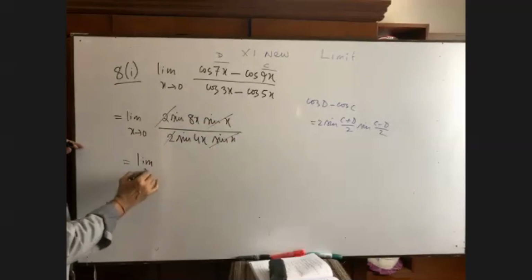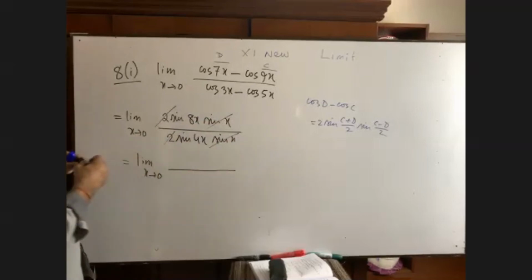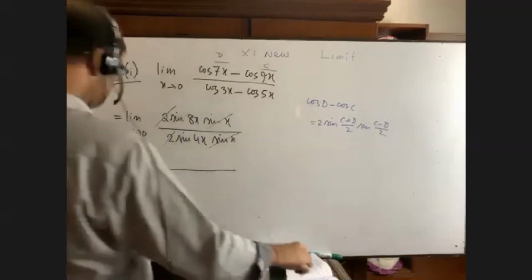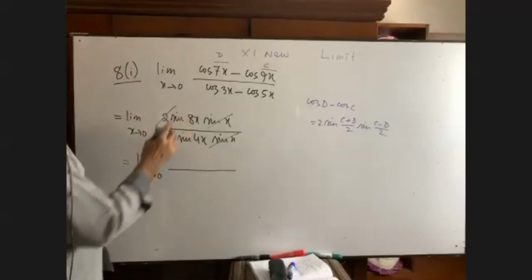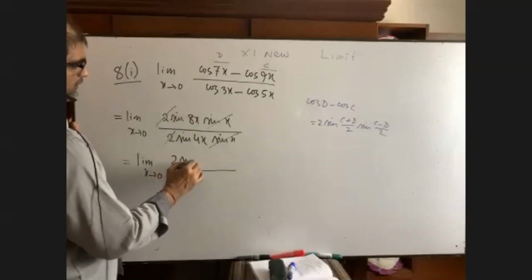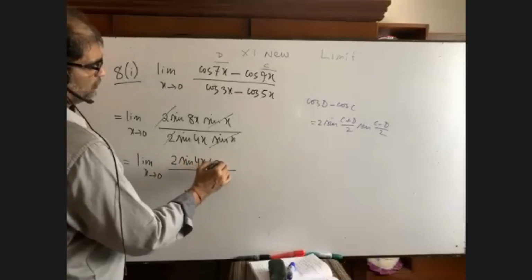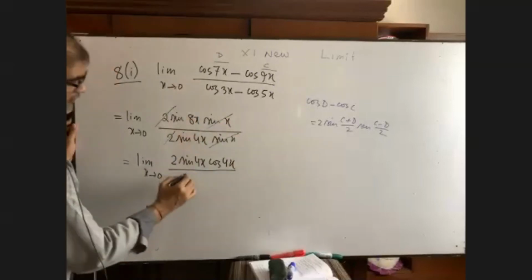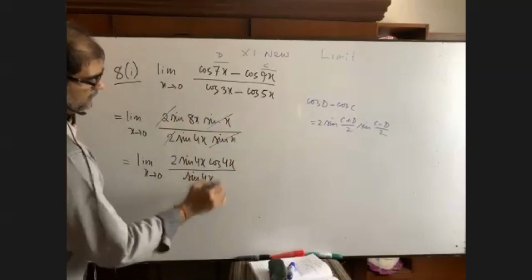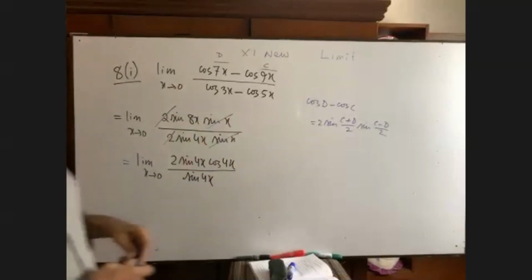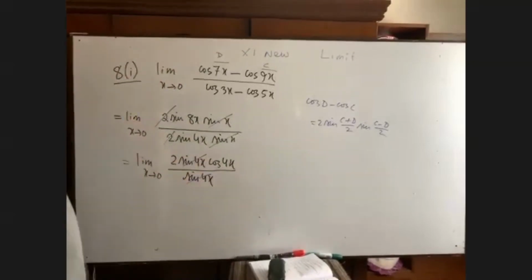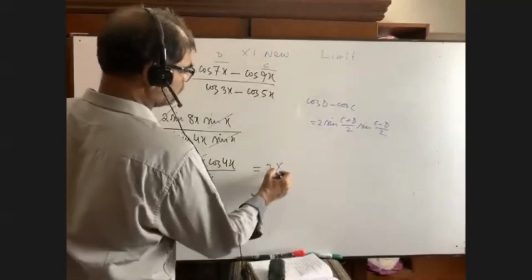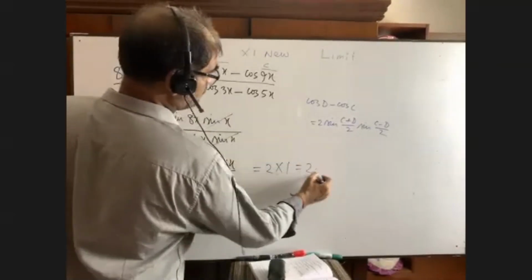limit x tends to 0. Can you please tell me what should be written in the numerator? In the numerator, what is it? Sine 4x cos 4x. Sine 2 theta, that is 2 sine theta cos theta. And it is sine 4x. Am I right? Very interesting math. Now you see sine 4x will be omitted. Now you put the value of x equals to 0. If x equals to 0, then 2 into cos 0. Cos 0 means 1. Answer is 2.